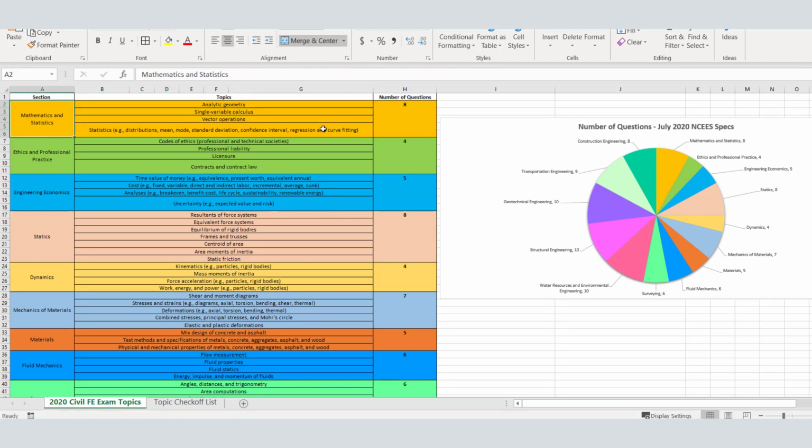So for the math, we have these four topics. For the new 2020 specifications, they added statistics. They combine the math and the statistics. And we also have an approximation of the number of questions.